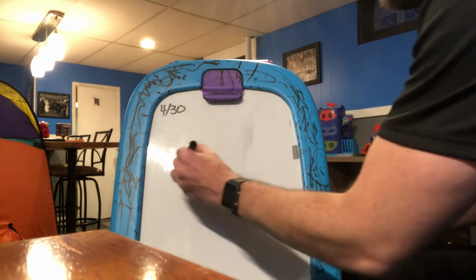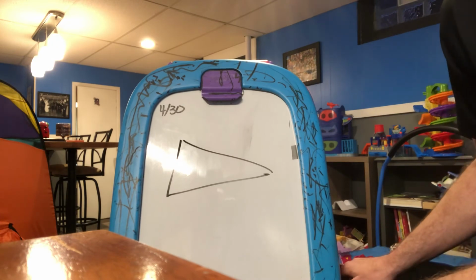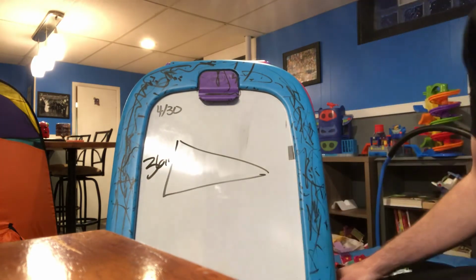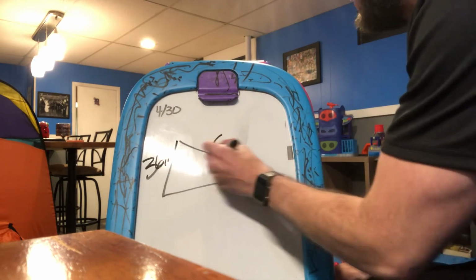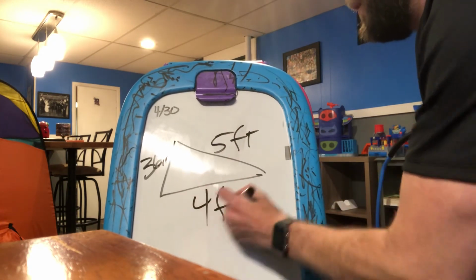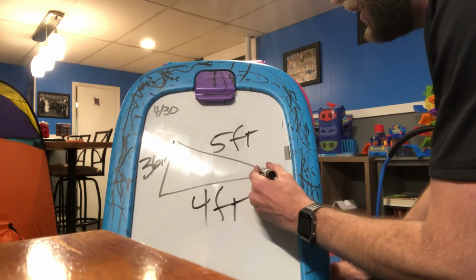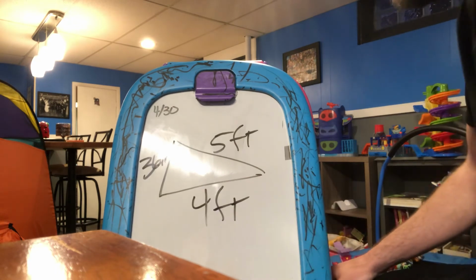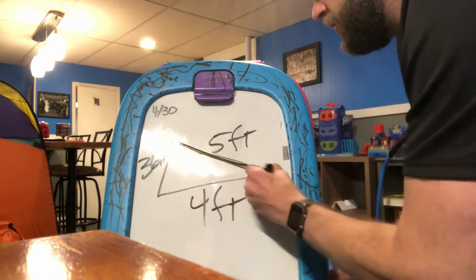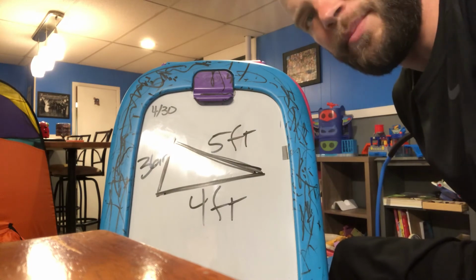Okay, we have a triangle. That kind of is not my best triangle. That's okay. We have 36 inches over here. Couldn't put it in feet. We have 5 feet here. That's good. We have 4 feet here. That's good. So the question is, the perimeter is how many feet? Well, perimeter means this piece plus this piece plus this piece.